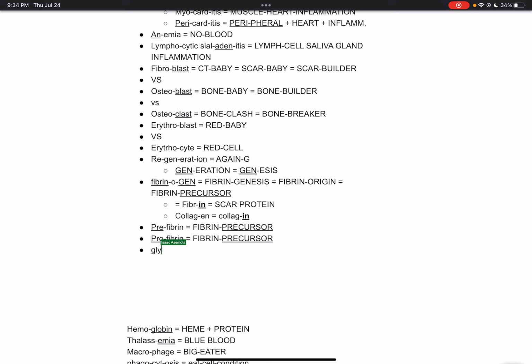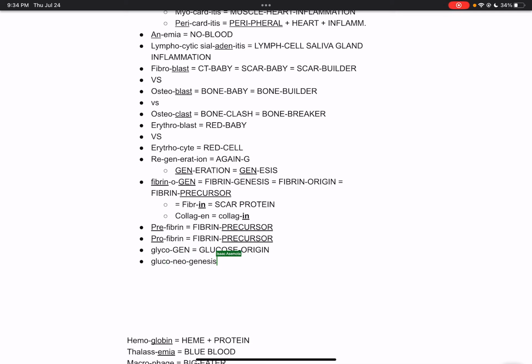So it's so helpful. Glycogen, right? That's the sugar or glucose, right? A glyco precursor or the glyco origin. So we can change out the glucose origin. That's what it means. Gluconeogenesis. Long word, right? No. It's three short words. Glucose, new, creation. It means to create new sugar. Gluconeogenesis.